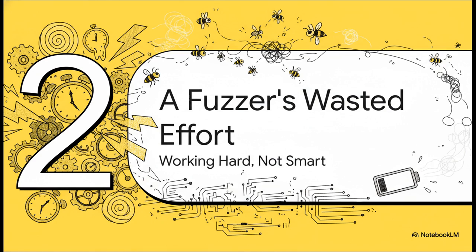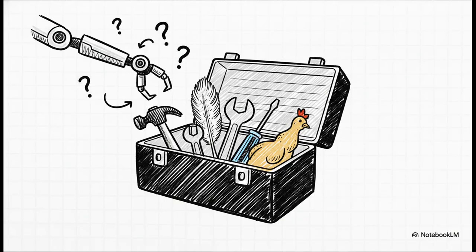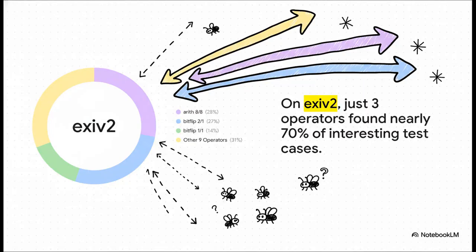Let's dig into why. So the most popular fuzzers, like one called AFL, have a whole set of tools for changing the data. You can think of these as mutation operators. But the problem is, their strategy is super simple. They just pick a tool from the toolbox at random, giving each one an equal shot. But think about it. Is trying to test a lock with a feather just as effective as using a hammer? No way. And here's the proof right here.